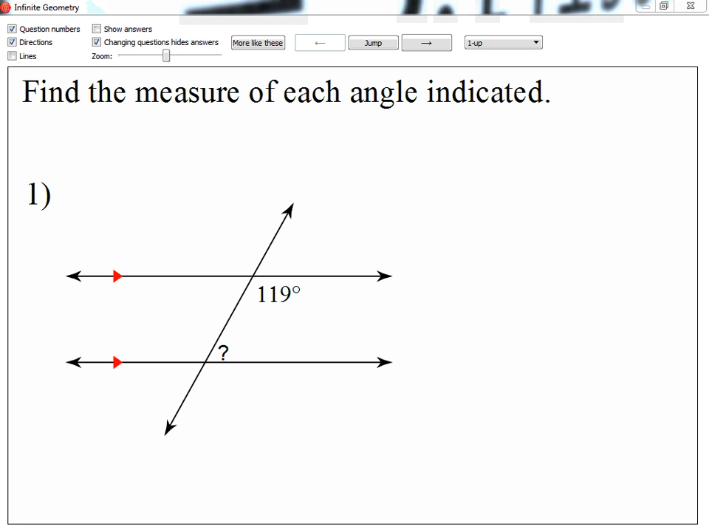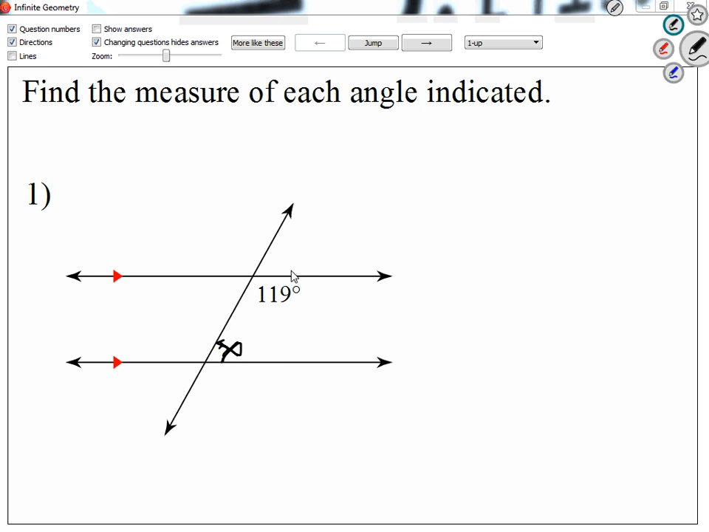All right, let's take a look at our worksheet. The front side, the first 8 questions. Find the measure of each angle indicated. For right now, let me call it X. I don't know the number of it, so let me call it X.